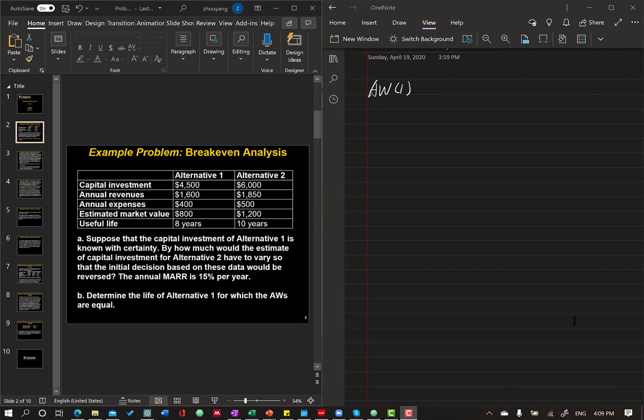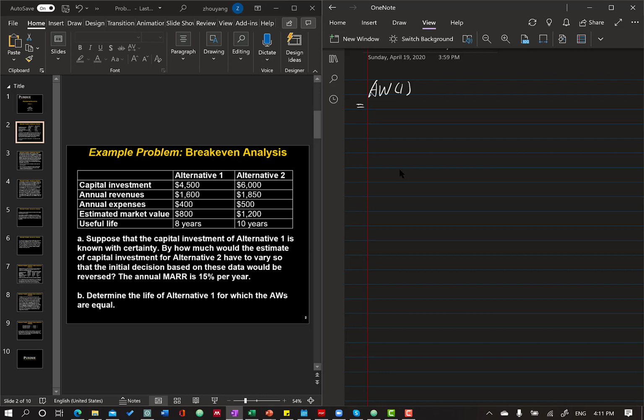To solve this problem, we can set the annual worth of alternative 1 and alternative 2 equal and set the initial capital investment for alternative 2 as unknown, and we can use this equation to find the unknown capital investment for alternative 2. So now let's look at the annual worth of alternative 1. And we just go through the terms in the table one by one.